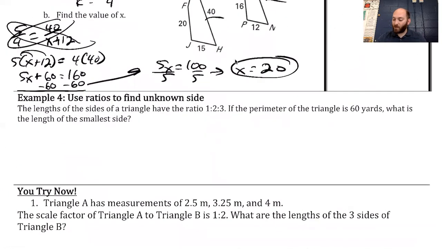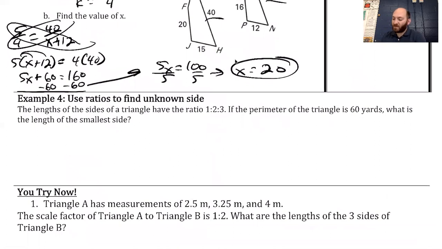All right, last example with our ratios. The lengths of the sides of the triangle have a ratio of 1, 2, 3. The perimeter of the triangle is 60 yards. What is the length of the smallest side?